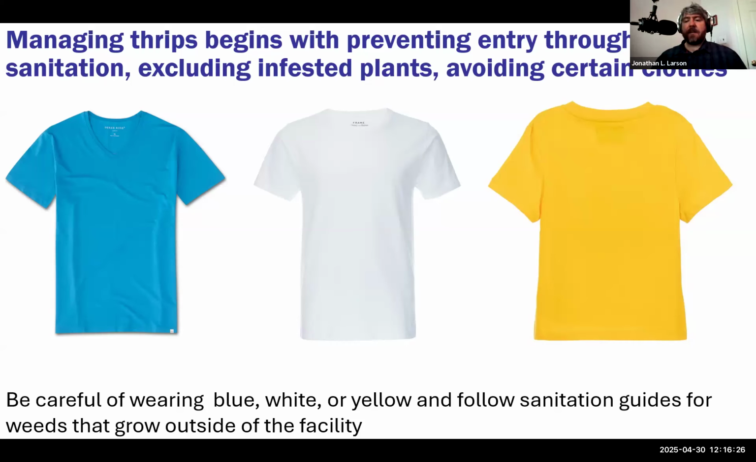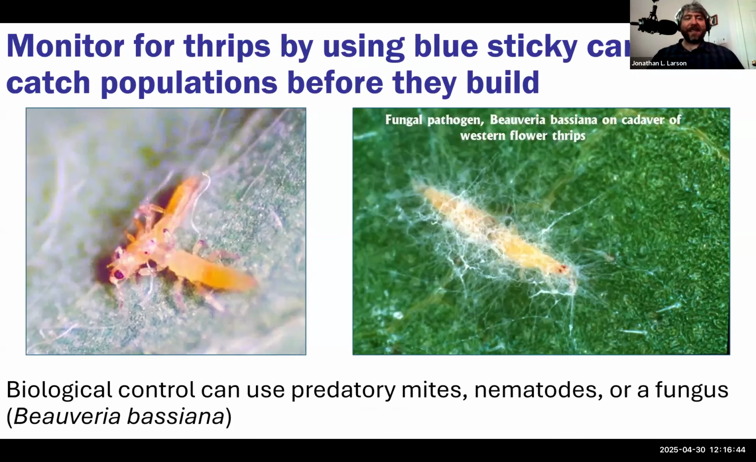But if you have these colors on and you're walking around in an infested area, you may end up getting thrips on you, and then you can bring them into the growing facility. So consider reds and purples and some other colors instead of these standby classics. It's bad news for Morehead State fans, unfortunately. I think those are the three school colors right there.